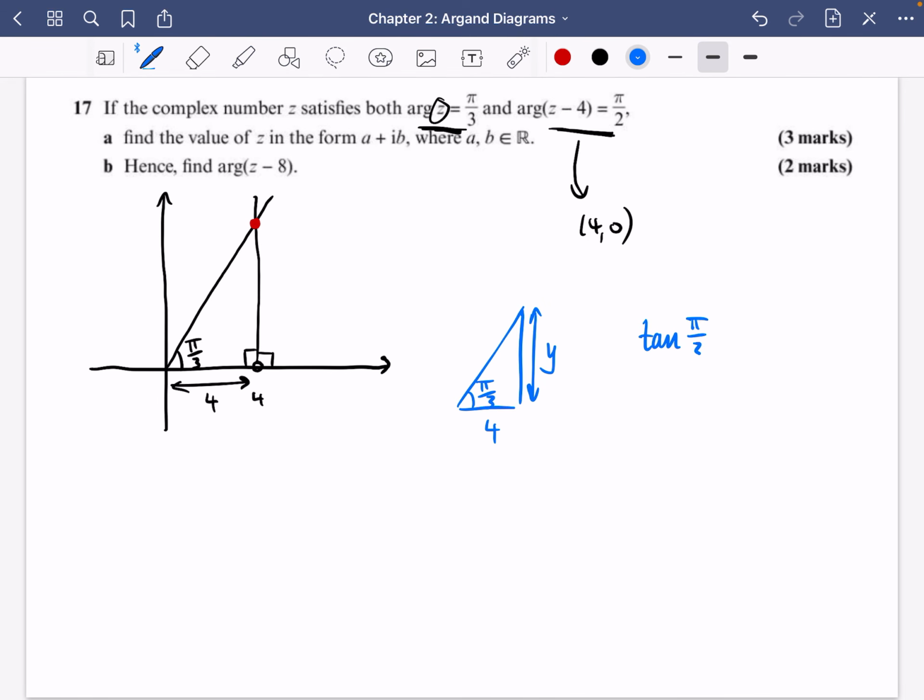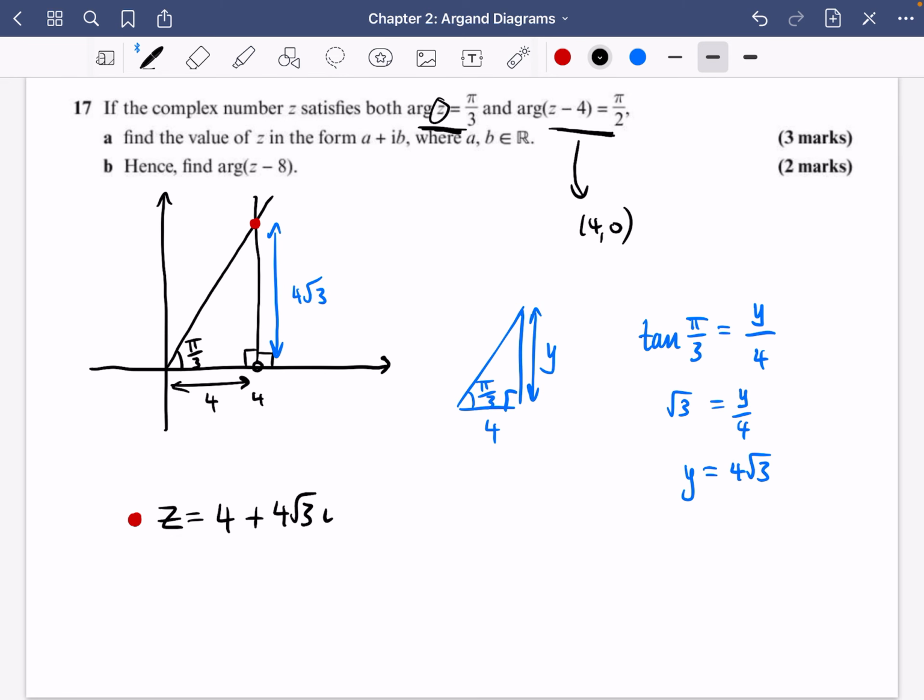And you can just see here that tan of pi over 3, it's going to be a trig triangle, isn't it, is equal to the opposite divided by the adjacent. You should know what tan of pi over 3 is. Tan of pi over 3 is root 3. So root 3 is y over 4, and so y is equal to 4 root 3, obviously multiplying up by the 4 there. So we know this distance is 4 root 3, which means that the complex number which satisfies it, the red dot that we're talking about here, is 4 across and 4 root 3 up. So it's 4 plus 4 root 3 i.